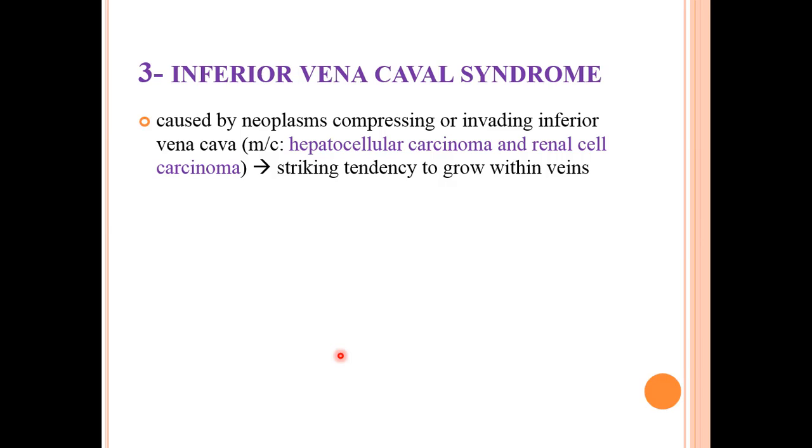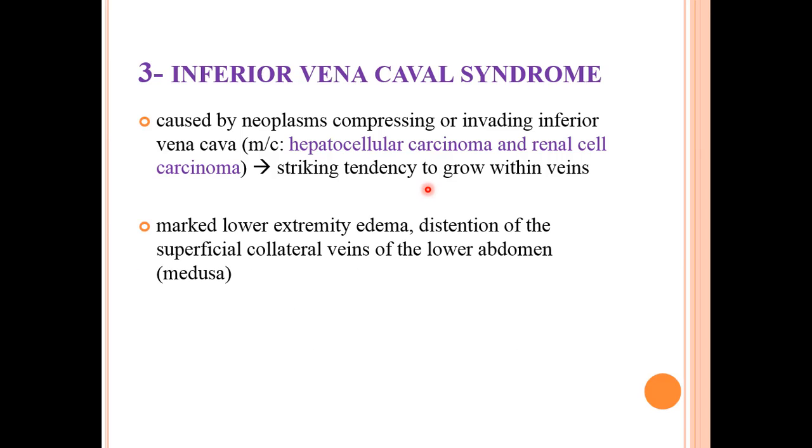A third syndrome is called inferior vena cava syndrome. This is usually caused by neoplasms that either compress or invade the inferior vena cava. Most commonly, we are describing a hepatocellular carcinoma coming from the liver or a renal cell carcinoma within the kidney. These tumors are famous for having a striking tendency to grow within veins.